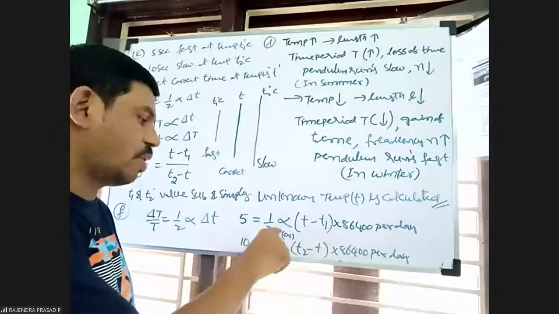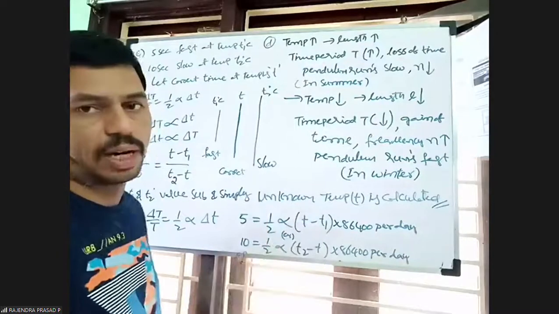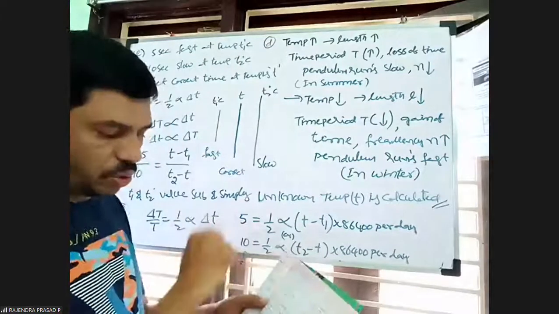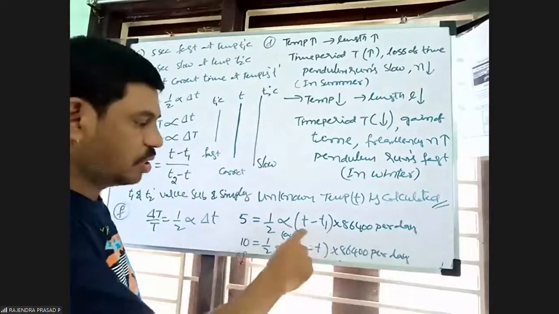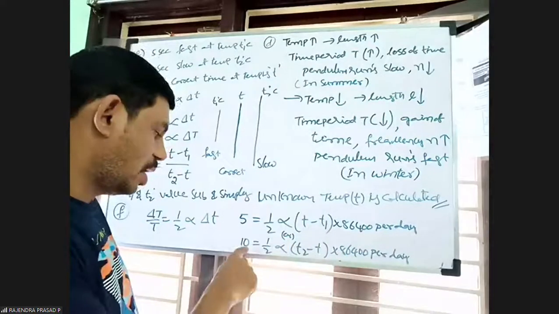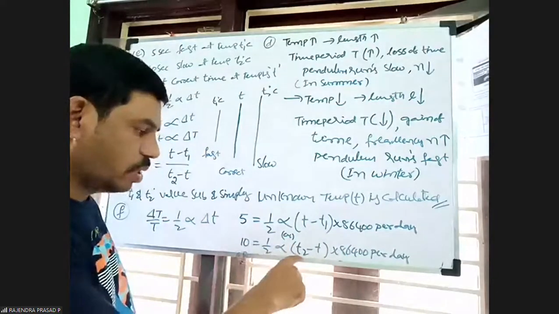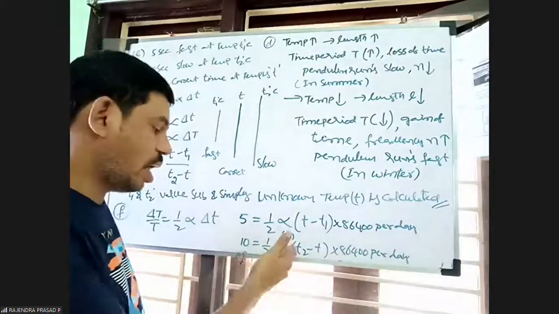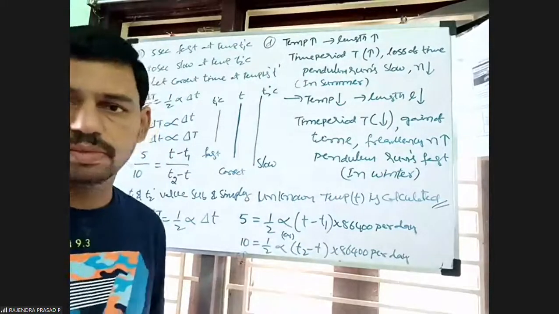5 is equal to 1 by 2 alpha into T minus T1. Okay, the T value is 20, as given in the question. So T1 value 15, so 20 minus 15, into 86,400. Same answer. Or 10 is equal to half alpha into T2 value 30 minus 20, into 86,400. So calculate the alpha value. Okay.